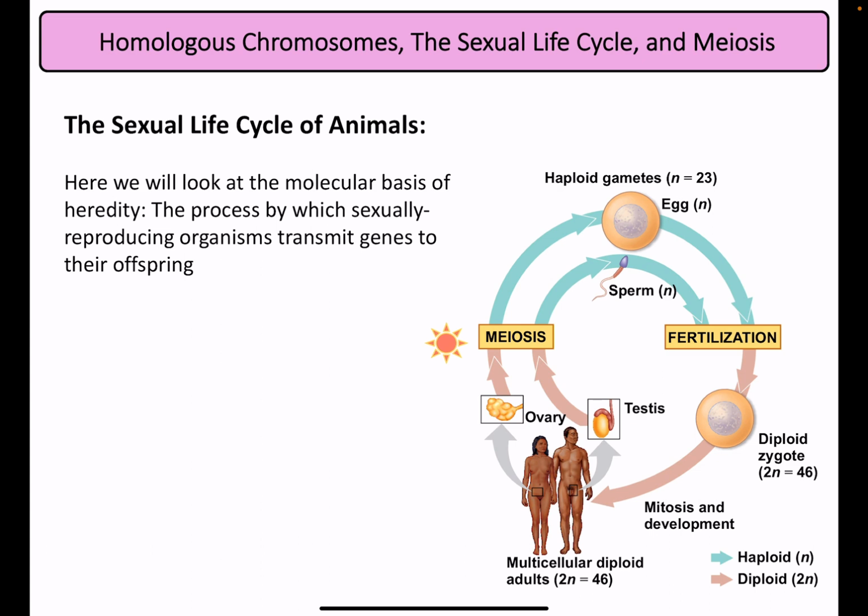Moving on, the remainder of this video is going to be about the sexual life cycle of animals. We're going to place greater emphasis on this part of the life cycle, where we do a very special type of cell division in preparation for sexual reproduction called meiosis. But I will briefly talk about other parts of the cycle as well.